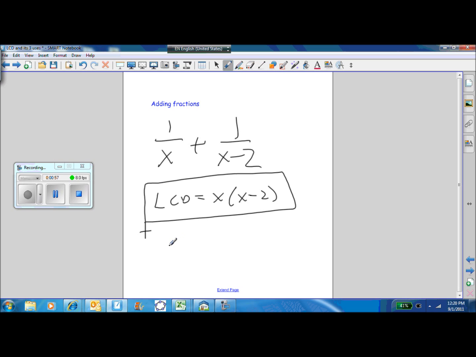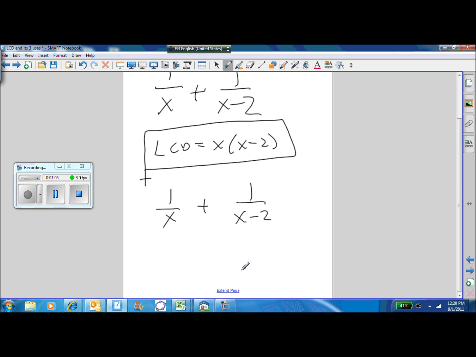Now, what do you do with the LCD? Well, you've got to get both fractions over the LCD, so we're going to multiply the first fraction by x minus 2 over x minus 2. That makes it equivalent to what it was before. It's just changing the form. The second fraction we multiply by x over x. Now both fractions have an x times x minus 2 in the denominator.